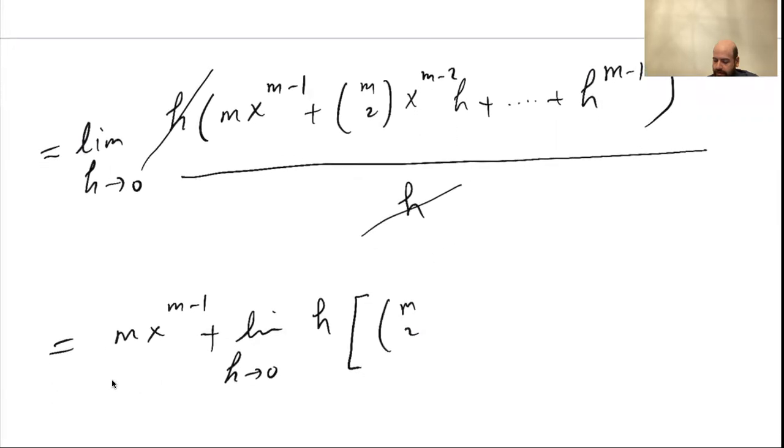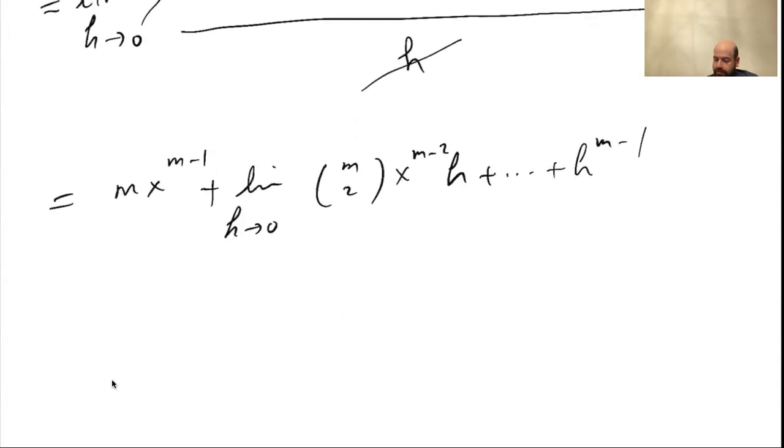Yeah, I can take h out. So m choose 2, x to the power m minus 2, all the way to h to the power m minus 2. I don't have to take h out; I can also just simply replace m with h, say, m choose 2, x to the power m minus 2, h, plus all the way to h to the power m minus 1. Now h approaches 0.